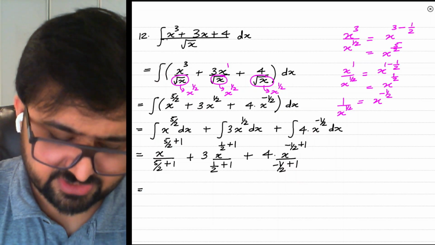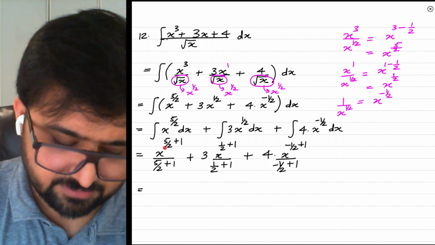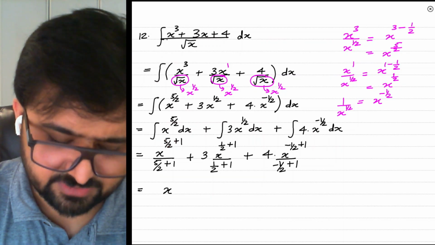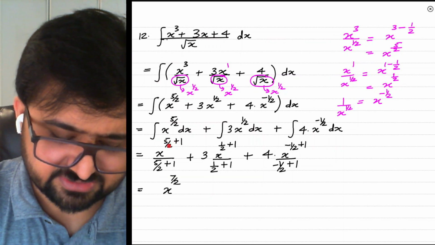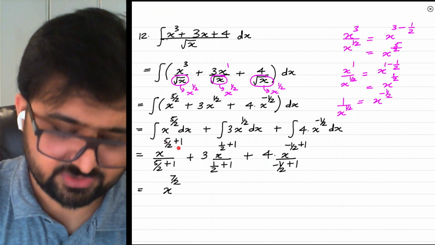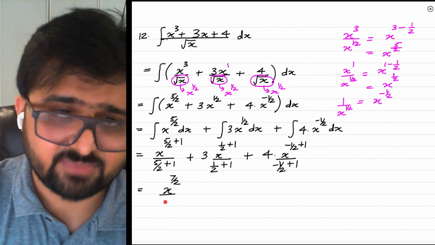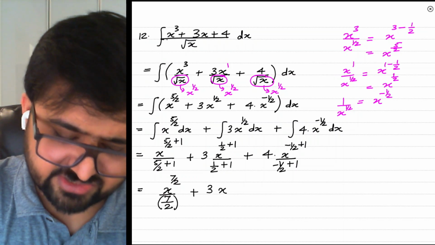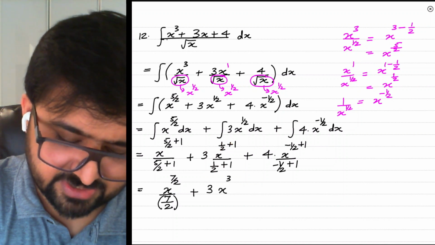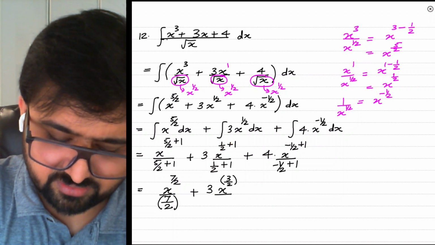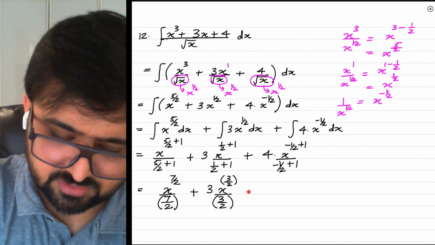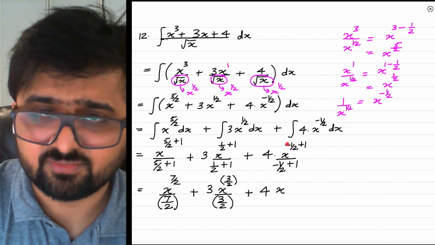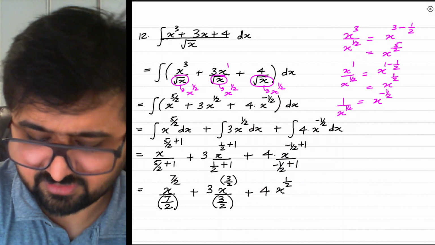Now just do basic simplification. That will become x to the power 5 by 2 plus 1. 5 by 2 plus 1 is nothing but 7 by 2, because you can just say 5 plus 2, divided by 2, over 7 by 2, plus 3, x to the power half plus 1 is 3 by 2, over 3 by 2, plus 4, x to the power minus half plus 1 is nothing but half, over half.